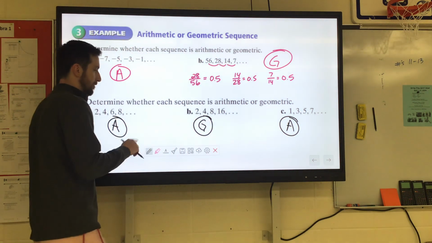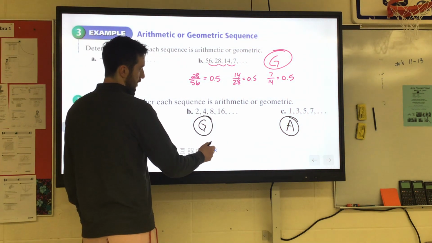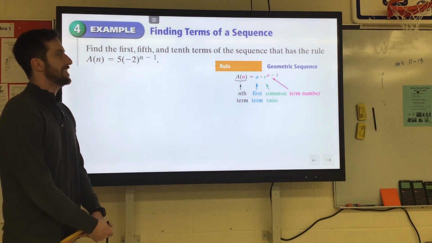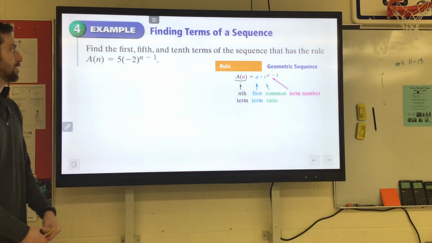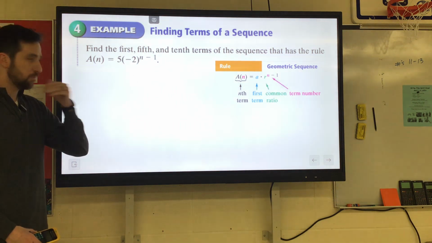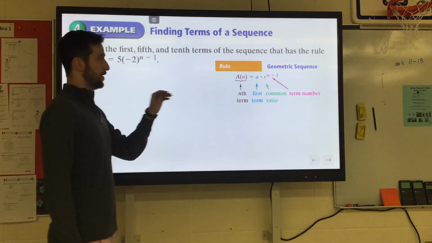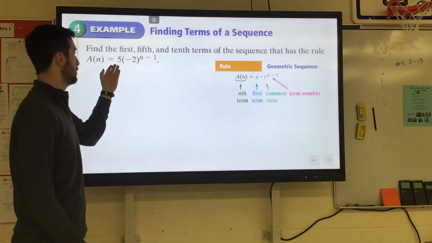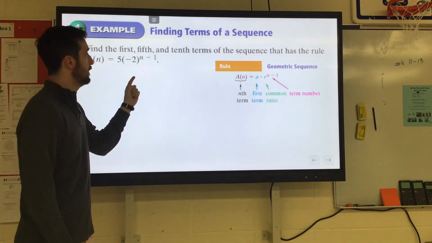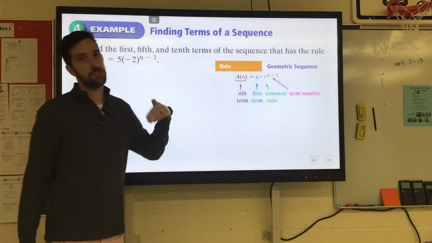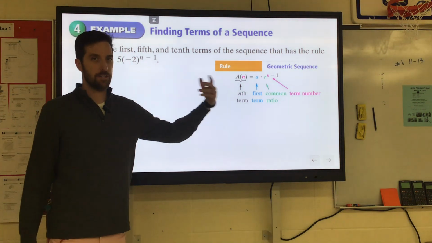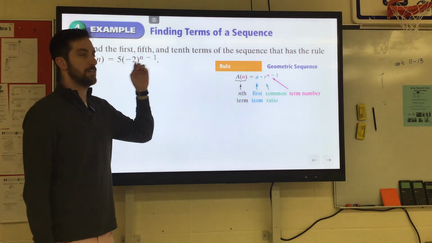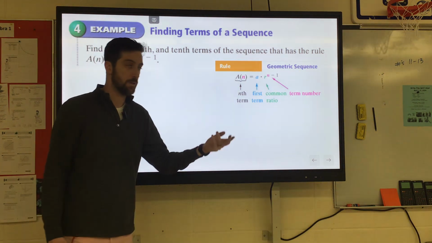All right, one more type of problem. Find the first, fifth, and 10th terms of the sequence that has this rule. So this is like a general rule. If you look over here, the first term is always out in front. So in this case, the first term is going to be the 5. The negative 2 is that common ratio. It's what are you multiplying by each time you go down the line here. And then the exponent's always going to be n minus 1, the term number minus 1.